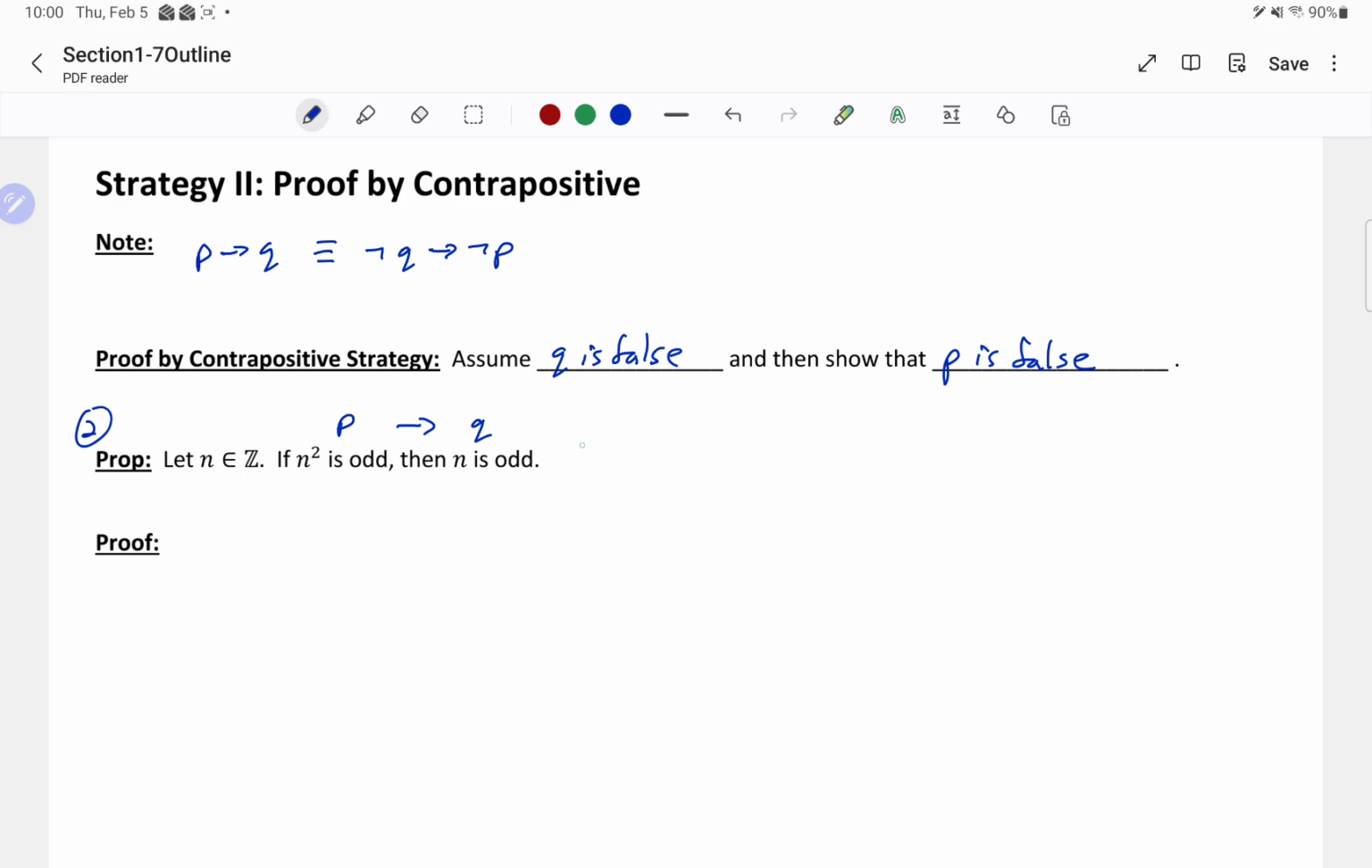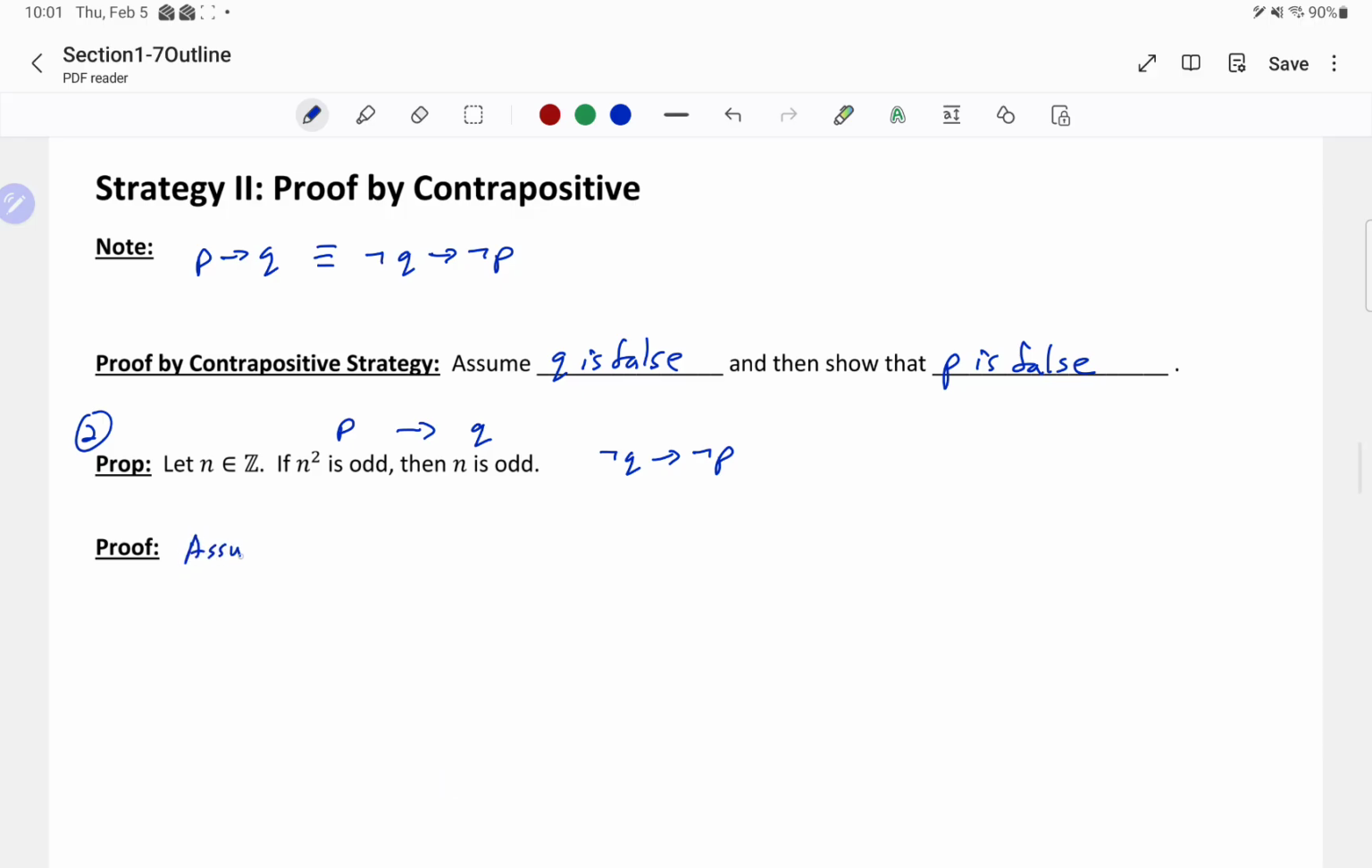So what I'm going to actually try to prove is not Q implies not P. And I'm going to use a direct proof type strategy on the contrapositive. So let's assume n is not odd. Then what can we say about n? It's even.